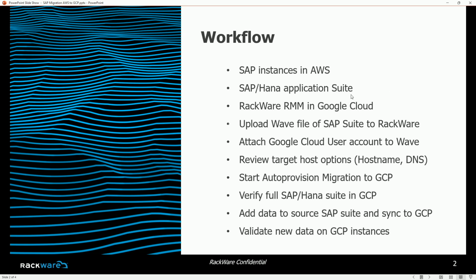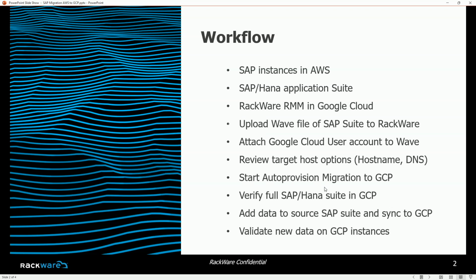We're going to take a look and log into the application suite itself. We're going to look at our RackWare RMM that's running in our Google Cloud target environment. We're going to upload a WAV file that contains a list of the servers that make up our SAP HANA suite into the RackWare server. We're going to attach our Google Cloud user account information to that WAV, and then we'll review some target host options, such as being able to change the host name or DNS on the target itself during the migration process.